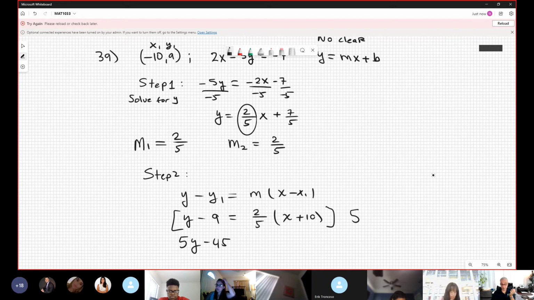45 comes from 9 times 5, no? Is equal to parenthesis x plus 10. Because magically this 5 and this 5 cancel out. Yes or no? Yep. Yeah.